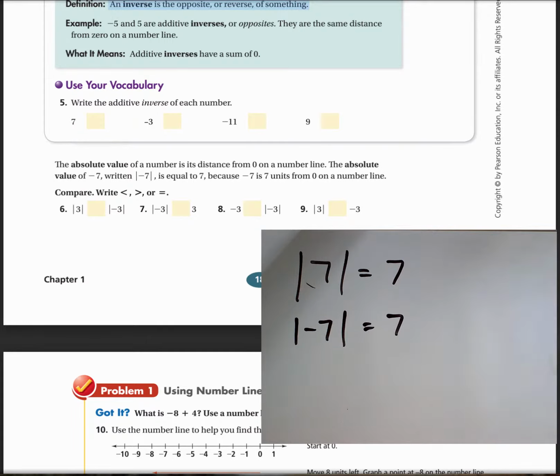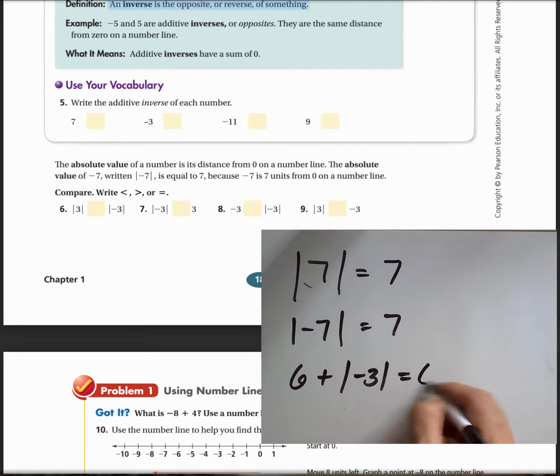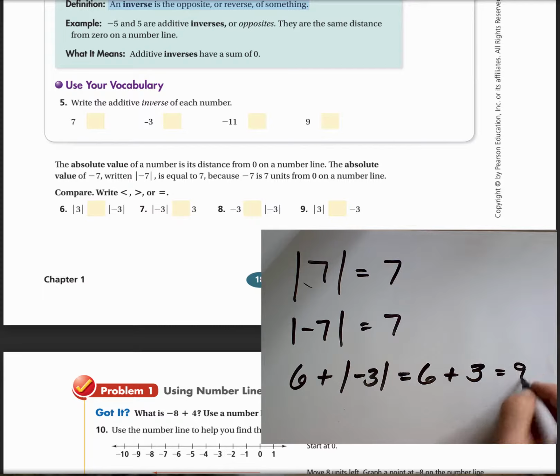Let's look at an example here of a couple different numbers. If I had 6 plus an absolute value of negative 3, what would this equal? Well, if we rewrote this, it would be 6 plus the absolute value of negative 3 is a plus 3, which equals 9. Notice what that absolute value does. It changes everything to positive.